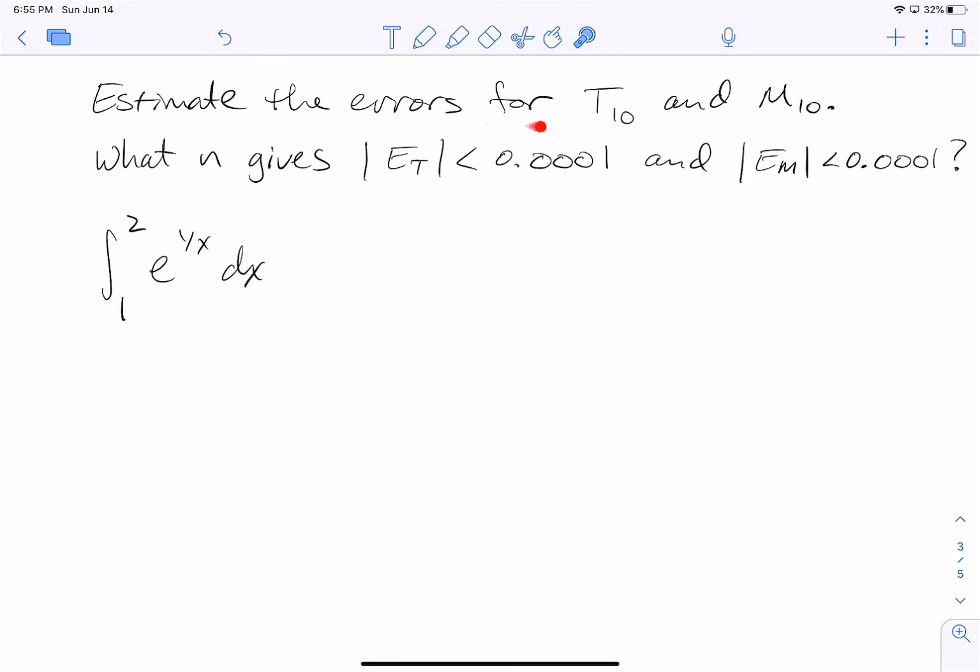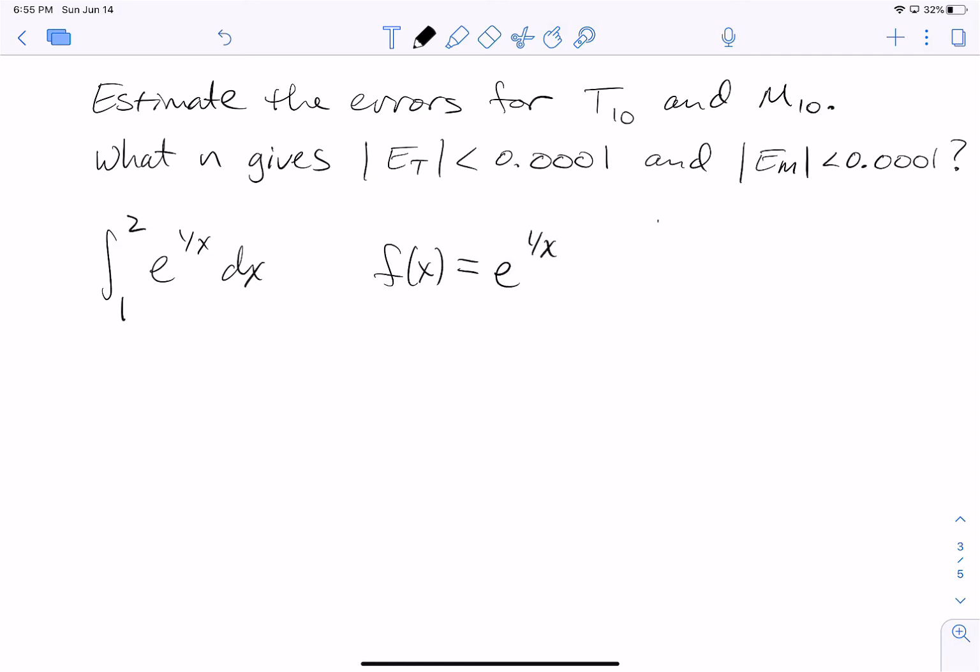Estimate the errors for T sub 10 and M sub 10, and then we're going to find out what n gives error for the trapezoidal rule of less than 1/10,000th, and likewise the midpoint rule. Since our integrand is e to the 1 over x, with the differential dx, we know that f of x is equal to e to the 1 over x.